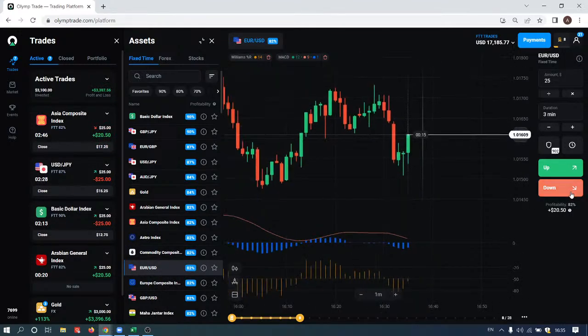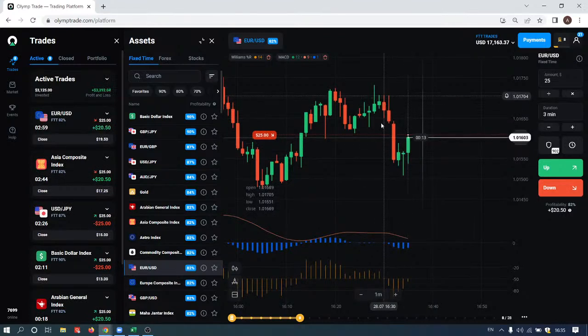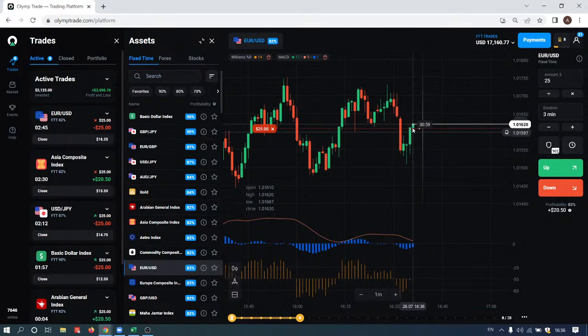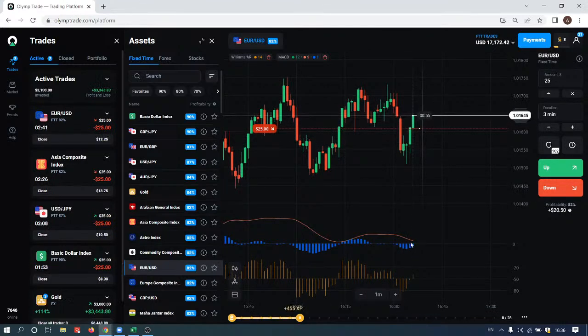Wow, Euro USD. Yes. So we are opening a trade on a pullback. We went down and then reversed, making this little pullback. So that's always a good moment to open a trade for continuation, and also the signals were there.